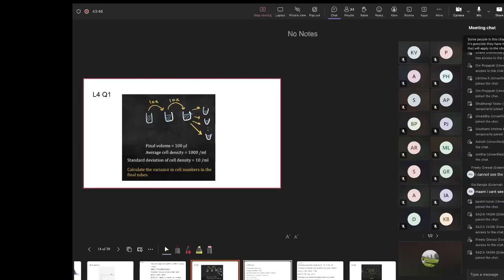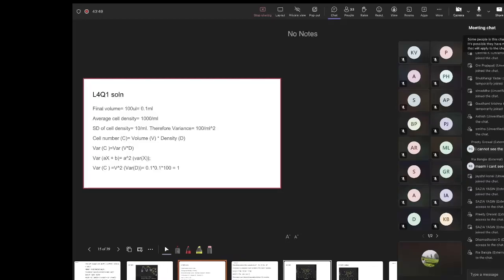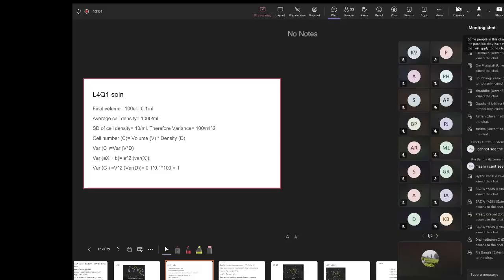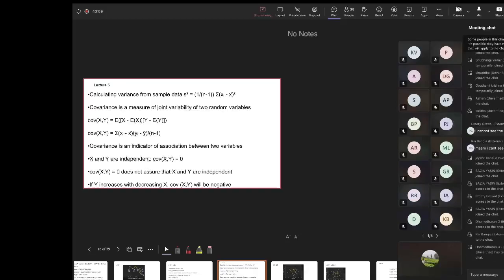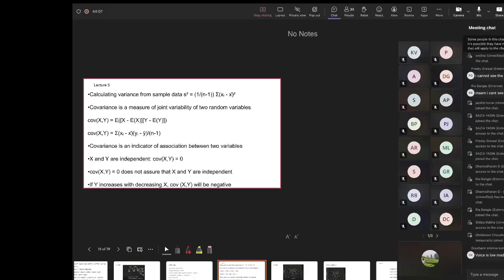Okay, so let's go to the next one. So we have discussed the fourth lecture now. In the fifth lecture, what was done was we discussed what is the variance. To find the variance, you have to first find out the mean, and each value you have to subtract from the mean and divide by n minus 1, if you are calculating from sample data. So that is variance. Variance is used to measure how much variability there is within one variable.